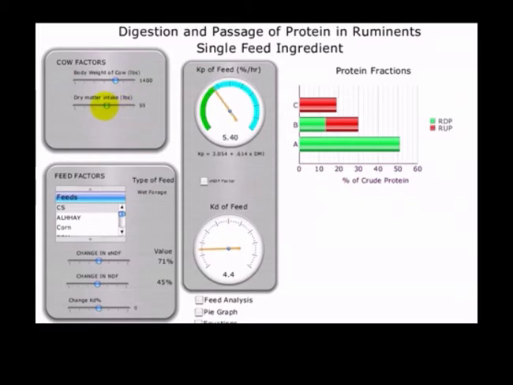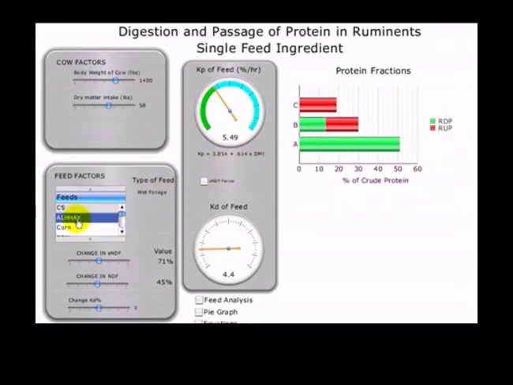All right. Now, if we look over here, we're looking at the various protein fractions, and notice how the rumen degradable and undegradable are influenced by what we call the passage rate. So as the passage rate increases, notice the rumen degradable protein is going to decrease. We can also look at the amount of microbial protein that is produced as a function of the rumen degradable.